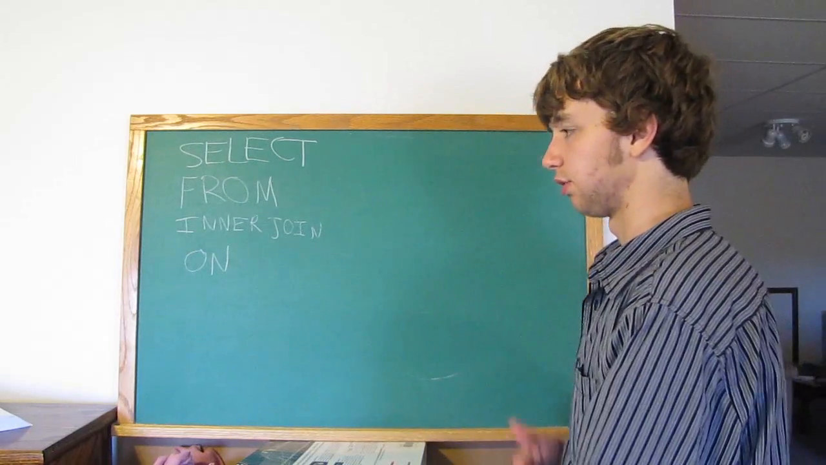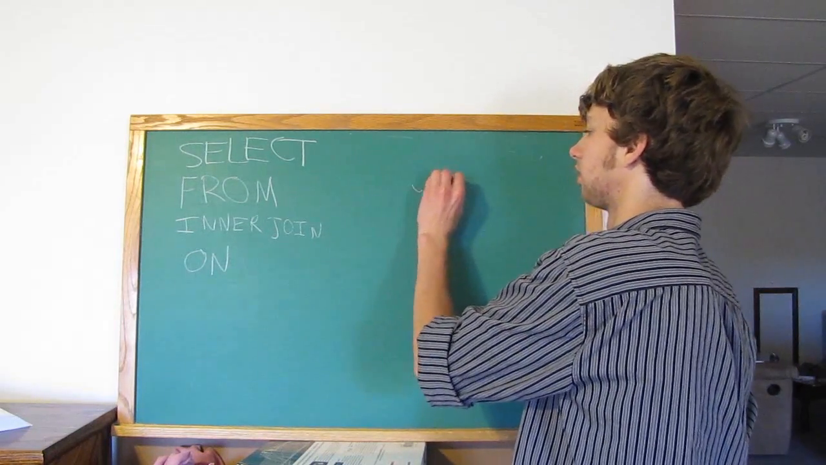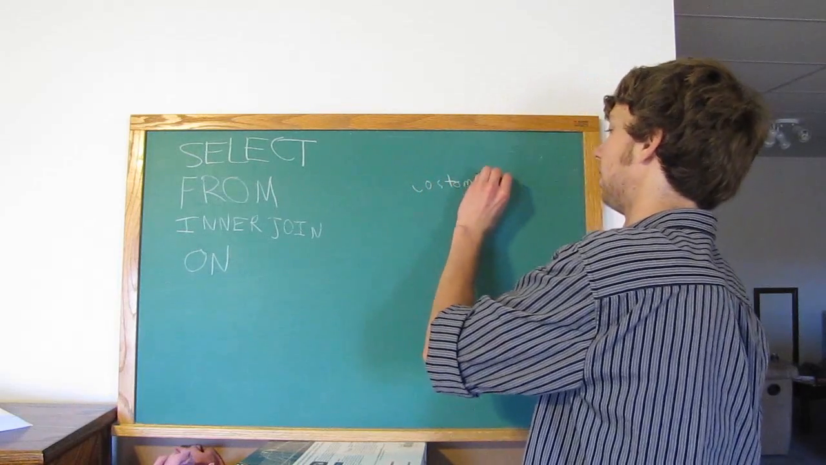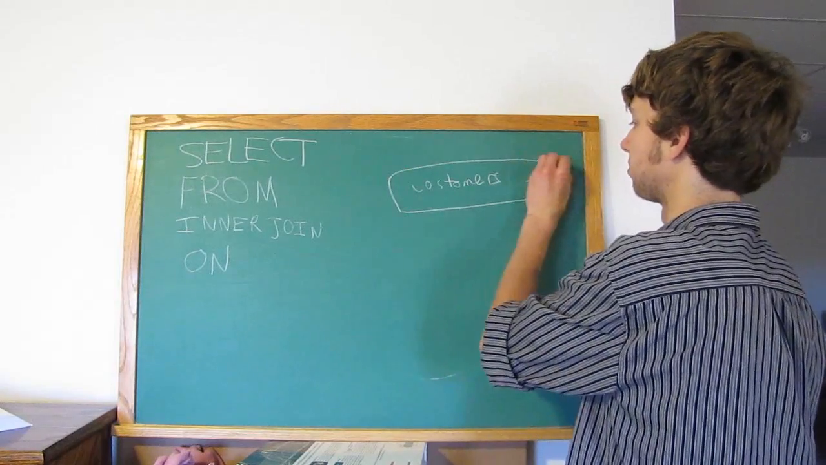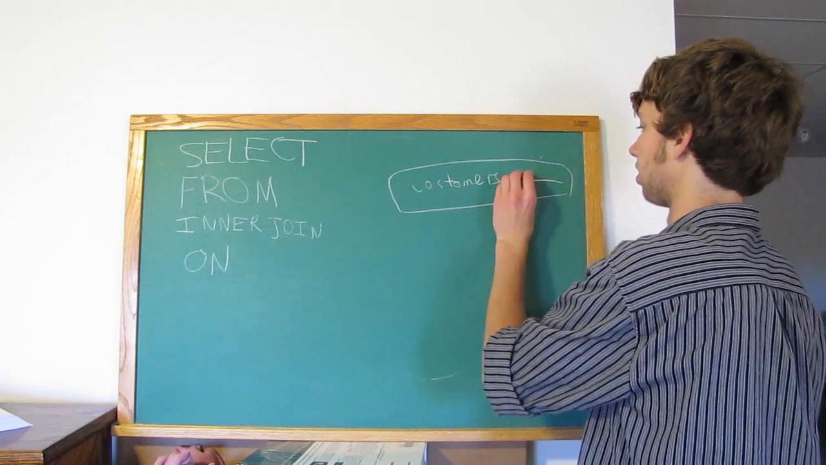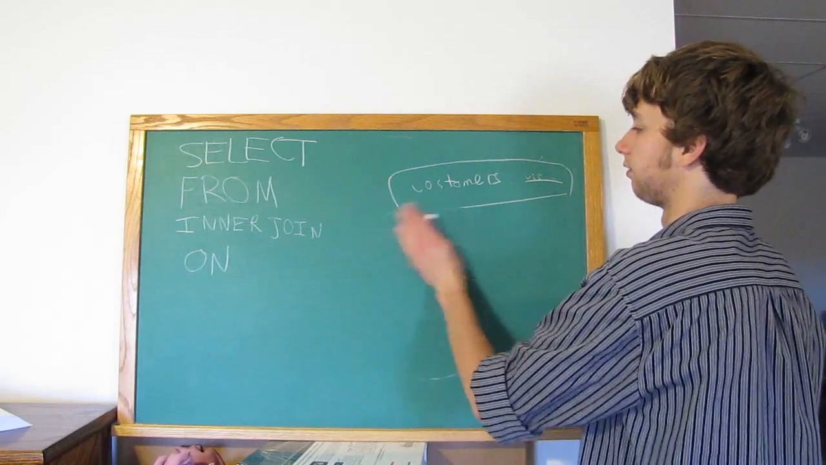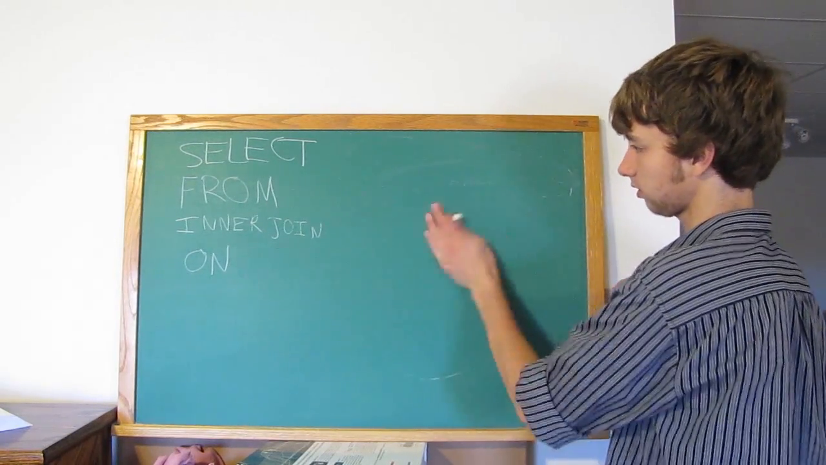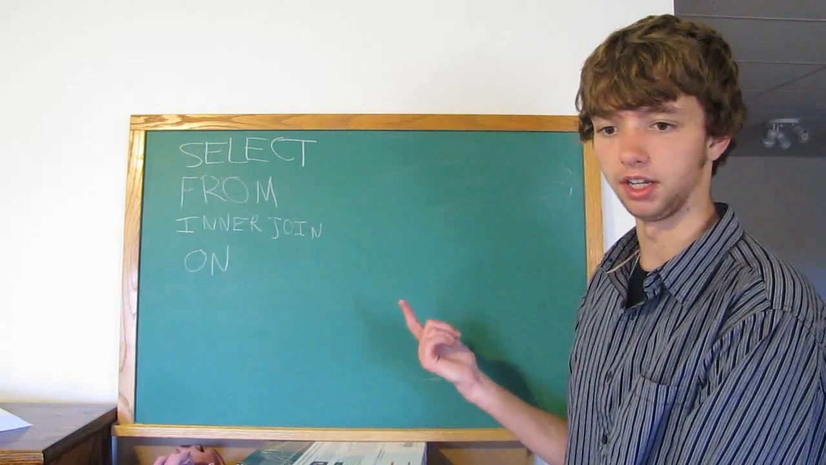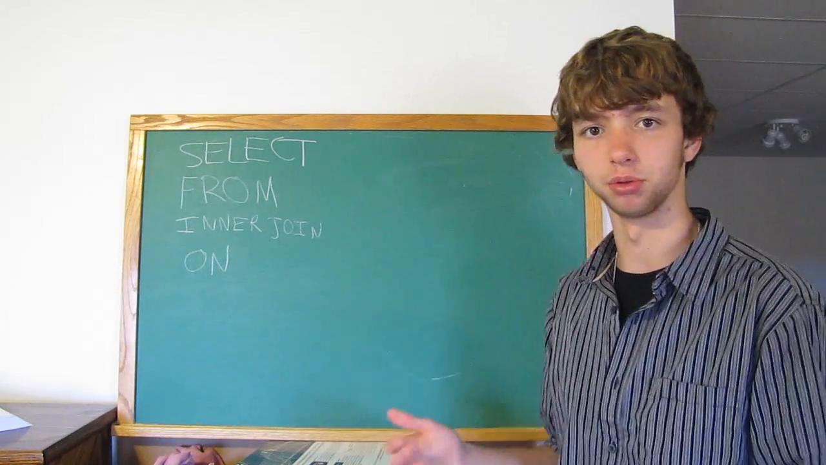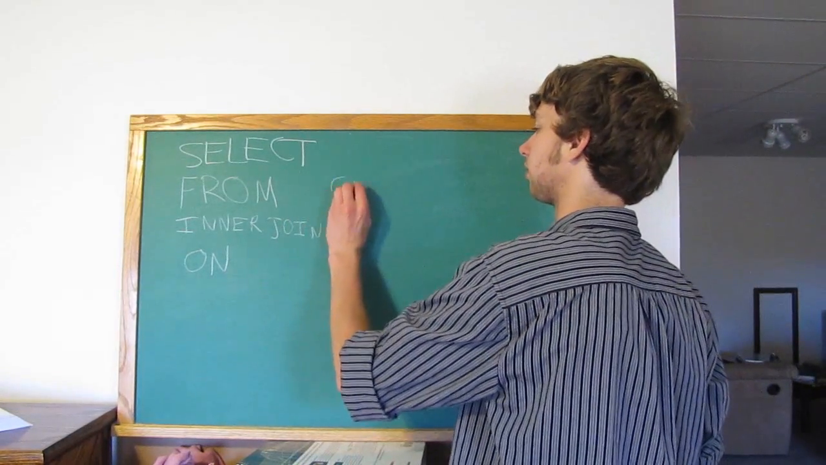To do that, we would put customers, then period, and then any single column. So here's an example of what we'd put: customers.user ID, customer ID, and then customers.phone number and stuff like that. Then from, this is what table we're getting it from. I know that's kind of stupid because we just told it what table we're getting it from, but you have to do it. So from customers.